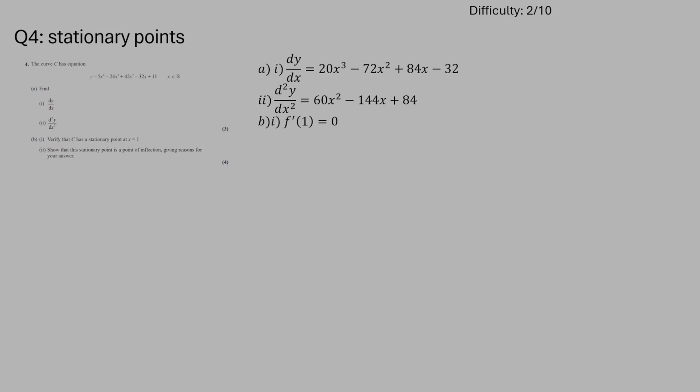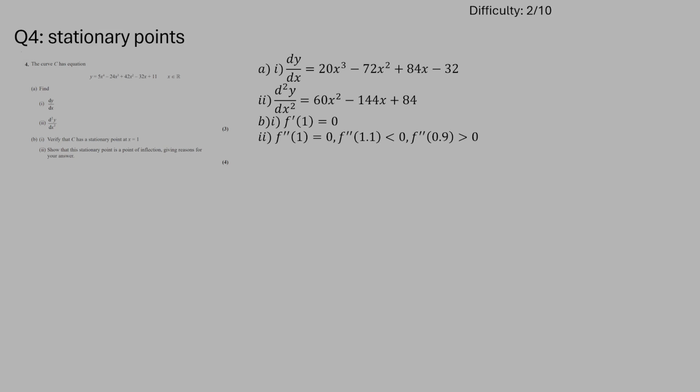This is the next part. Showing that there is a stationary point at x equals 1 is just showing that f dash of 1 equals 0, because we know the gradient is 0 at x equals 1. Of course, you would have to show this by writing down how you get 0 on your exam paper, but here you know what I'm talking about. And same with the next part.